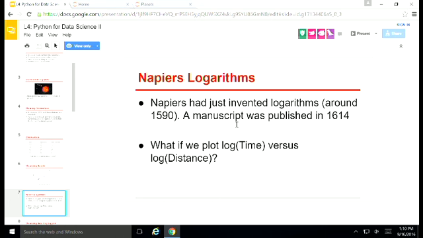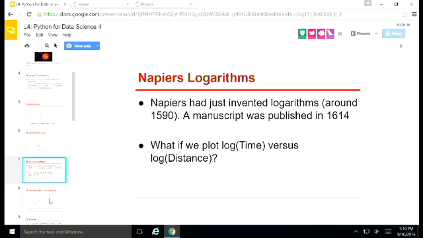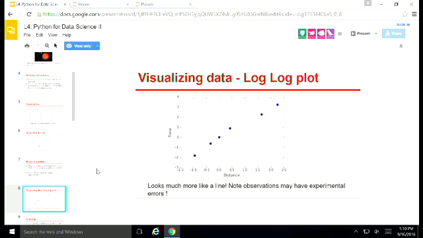I'm asking mathematically, can we prove that the log time versus log distance graph should be a straight line? We'll get to that later. That requires a very different route, and I'll allude to it later at some point. But we'll see. So it looks like log time versus log distance might be a straight line. Everybody with me so far?